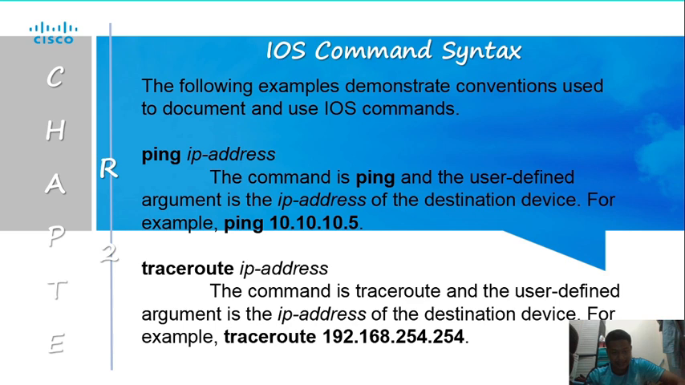Next is the traceroute IP address. The command is traceroute, and the other user-defined argument is the IP address of the destination device. For example, traceroute 192.168.254.254. So this is the example of the traceroute.